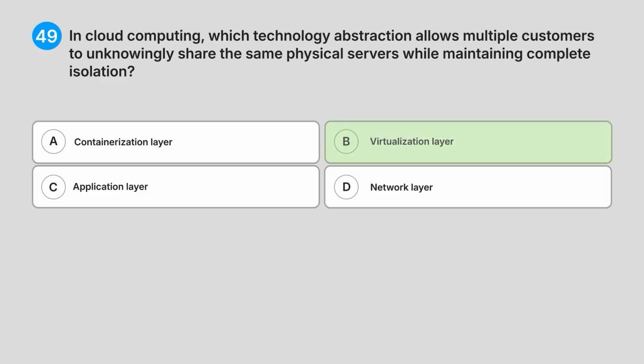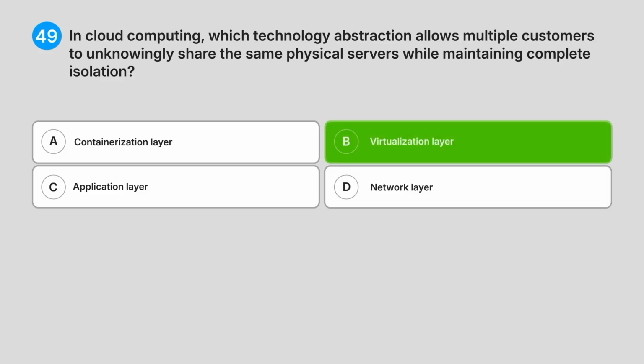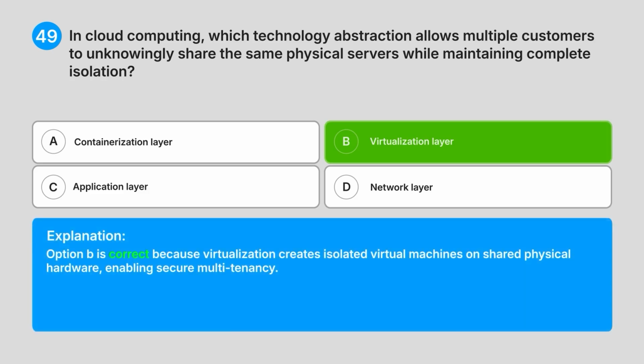Correct answer, B. Virtualization layer. Explanation: option B is correct because virtualization creates isolated virtual machines on shared physical hardware, enabling secure multi-tenancy.